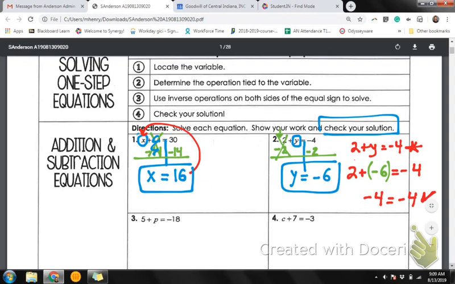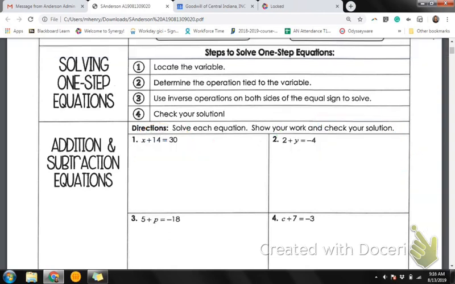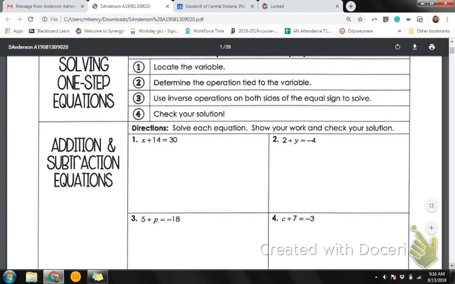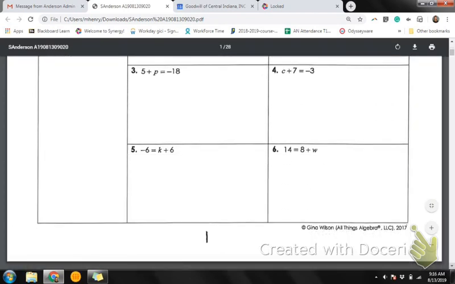Questions on that one? Why don't you try number 3 on your own? Follow the steps we have been doing.